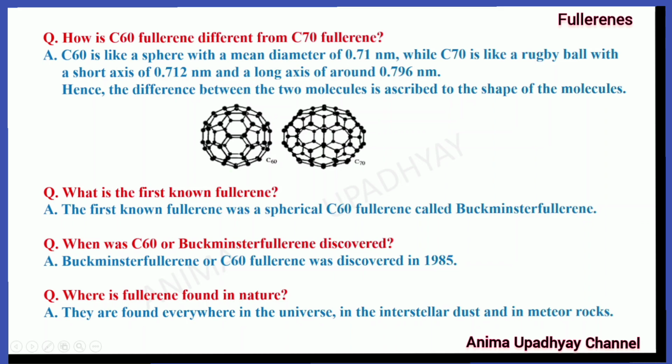What is the first known fullerene? The first known fullerene was a spherical C60 Buckminster fullerene. When was C60 fullerene discovered? It was discovered in 1985.